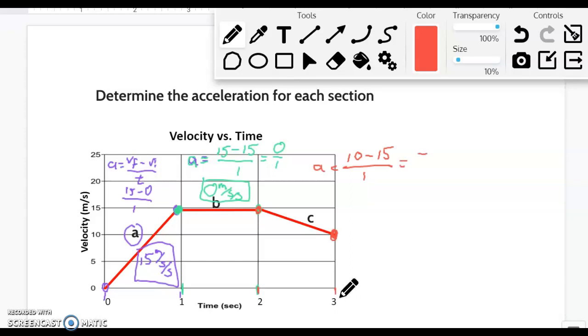And here, make sure that you do the math on the top right. Sometimes we tend to do it really quick. This is -5 divided by 1. I get an acceleration of -5 meters per second squared.